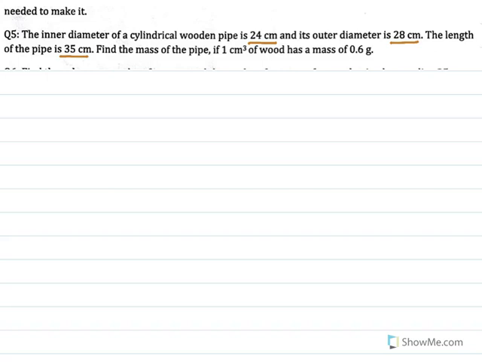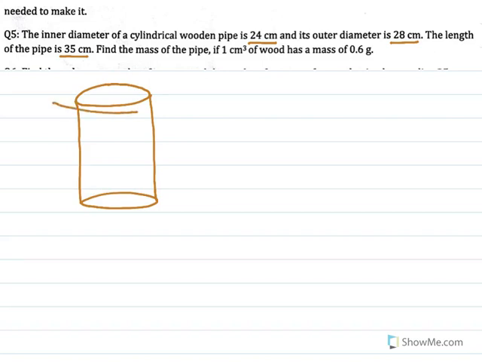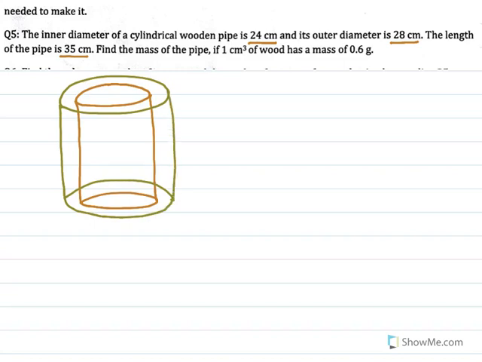Here we have a hollow pipe. So this would be the inner part, which is hollow, and then we'll have the outer part. There will be two cylinders here. The inner will be a hollow one and the outer, this will be the outer. So we'll make two. We have the outer cylinder and then we have the inner cylinder.